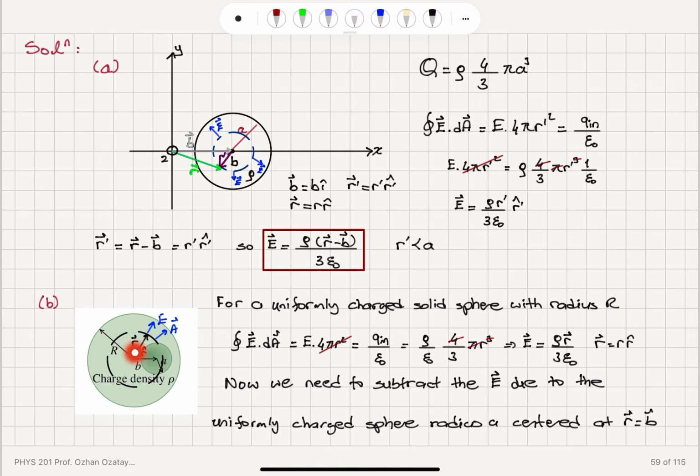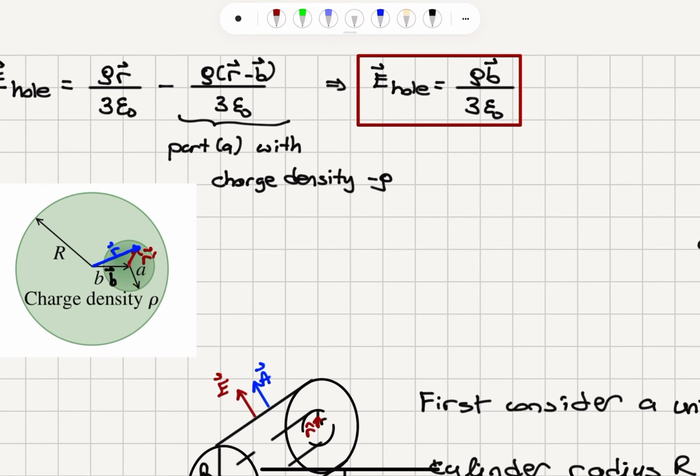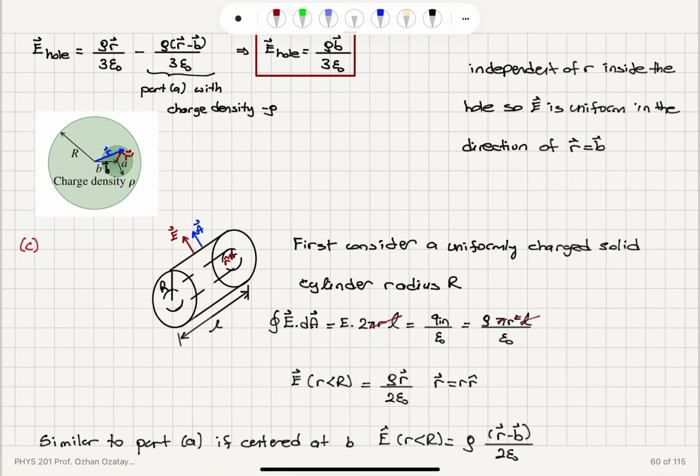But now I have a hole inside this spherical region for which the center is r equal to b. So that means instead of considering this electric field, I should use a minus rho in order to subtract the contribution from this spherical hole here, which would normally have a plus rho (r minus b) over 3 epsilon 0. So if I subtract that from the full contribution, rho r over 3 epsilon 0 minus rho (r minus b) over 3 epsilon 0, I find the electric field in the hole, rho b over 3 epsilon 0, independent of r. It is uniform.